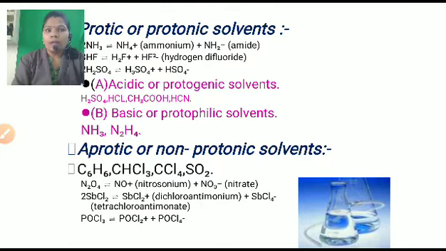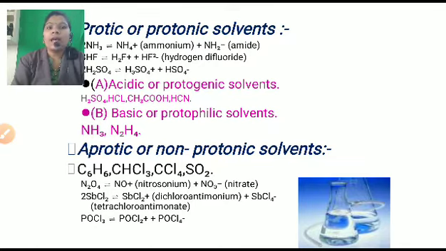Here ammonia is dissociated into NH4 plus and NH2 minus, that is the ammonium ion and the amide ion. Second one is HF, which is also dissociated into H2F plus and HF2 minus, that is hydrogen difluoride, and these react with another compound for dissolution. They are dissociated into positive and negative charges, and that's why any solute can be easily dissolved in that solvent.